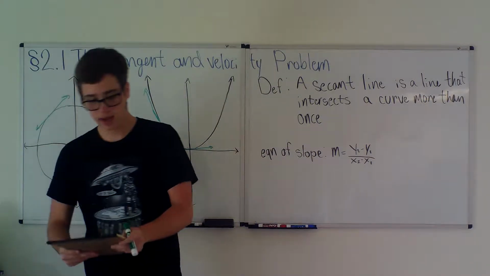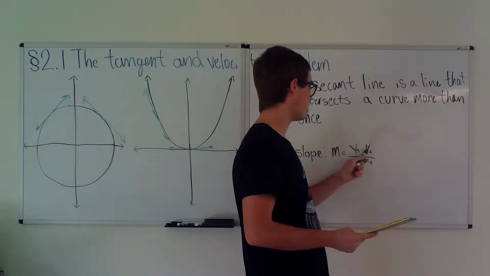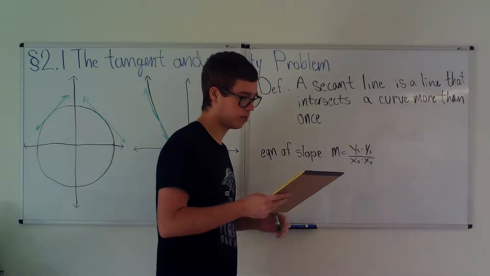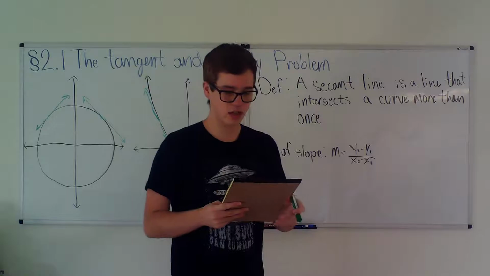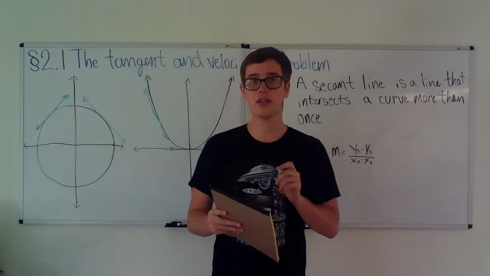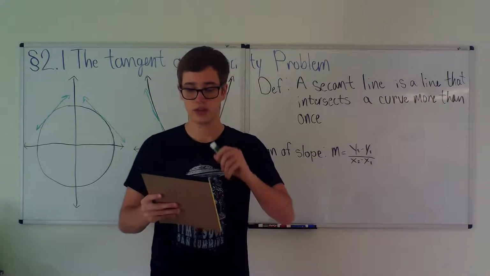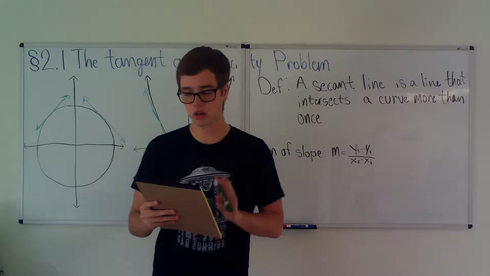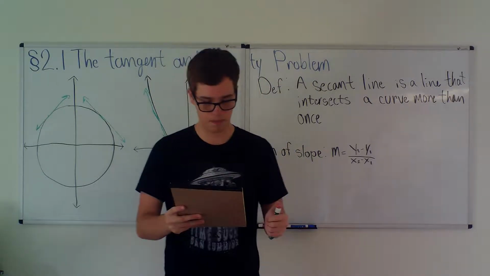So, from Algebra 1, we know that the equation of a slope, m, is equal to y2 minus y1 over x2 minus x1. And the tangent line of a graph only touches the function at one point. So we need to do something different. And the easiest way to find the slope is through derivatives. But we aren't quite there yet, so we need to start with an approximation of m.